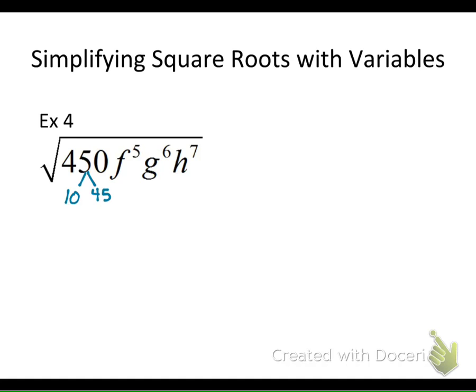What two numbers can I multiply together to get 10? 2 and 5. You can use that, Kaylon. And then what can you use for 45? 9 and 5.